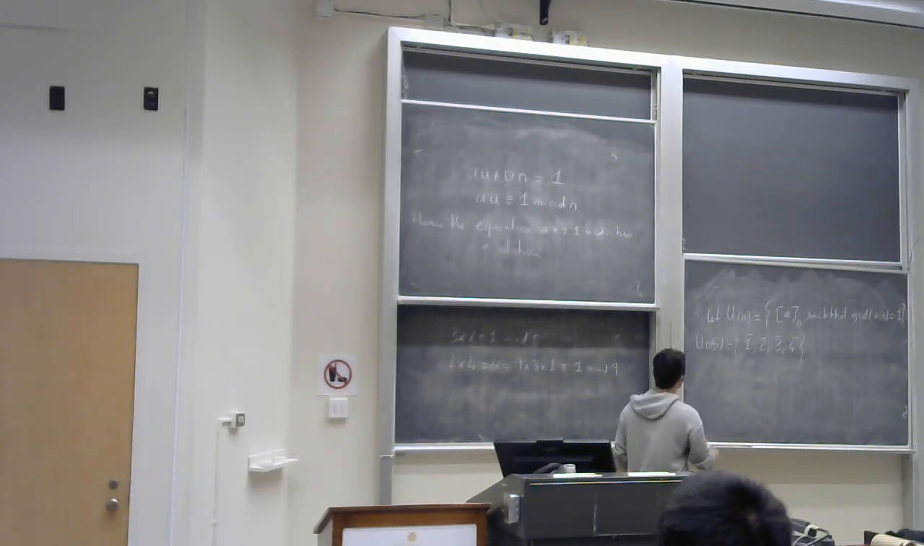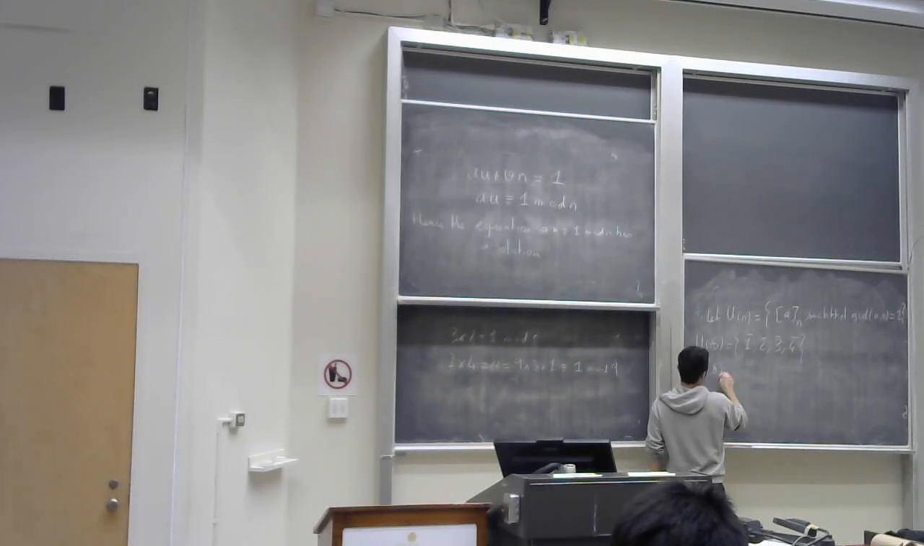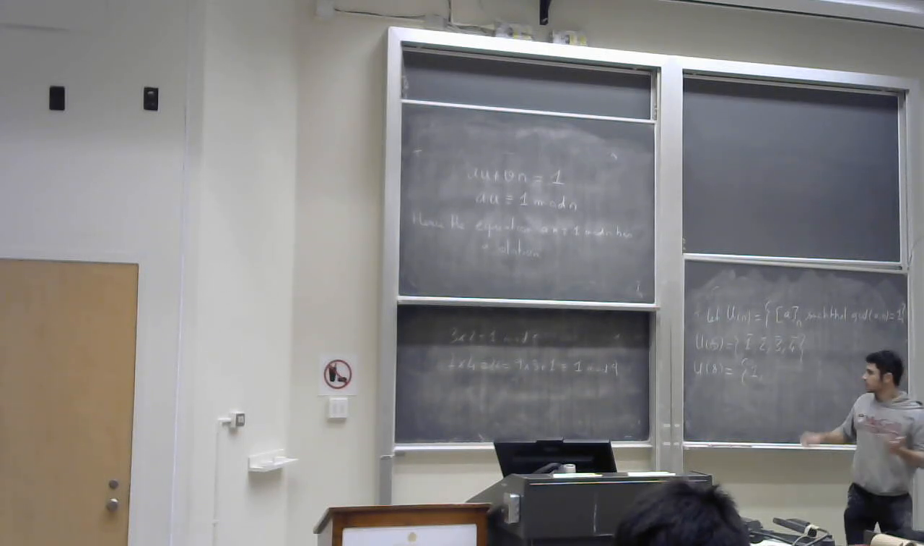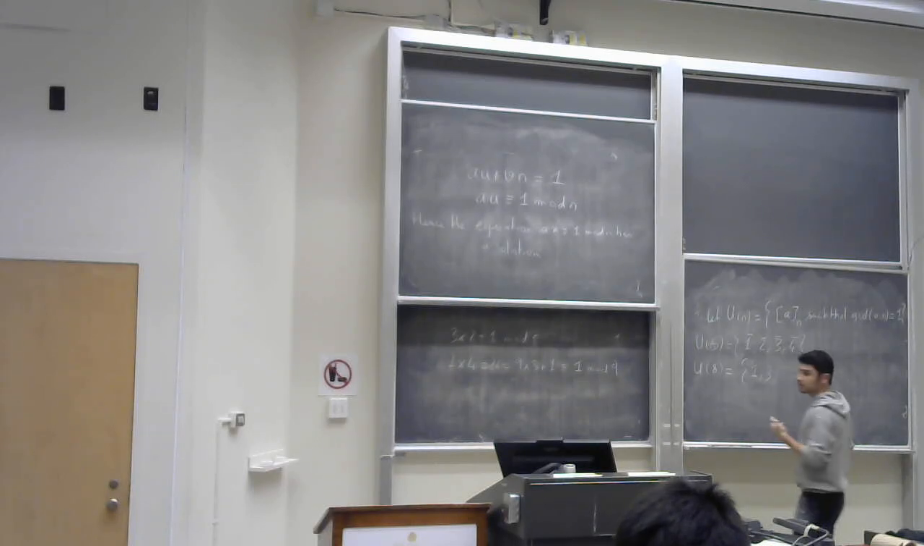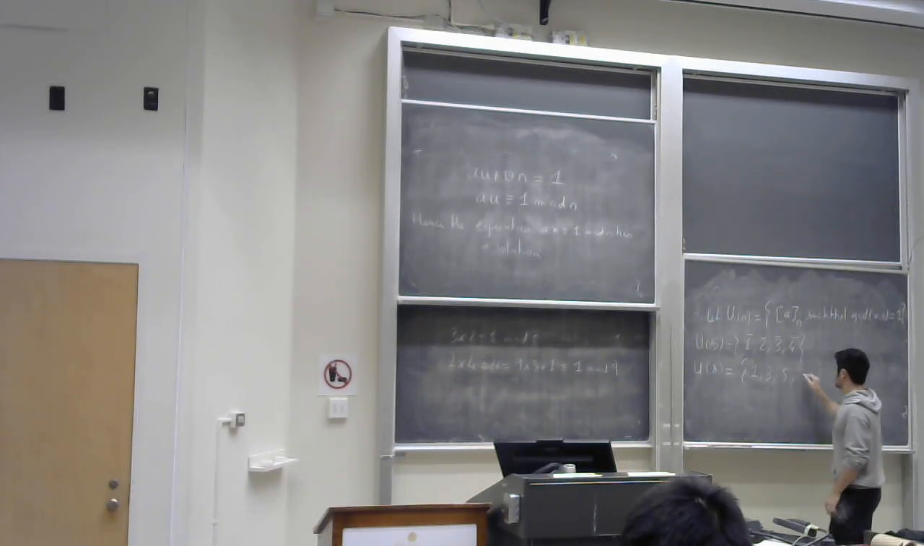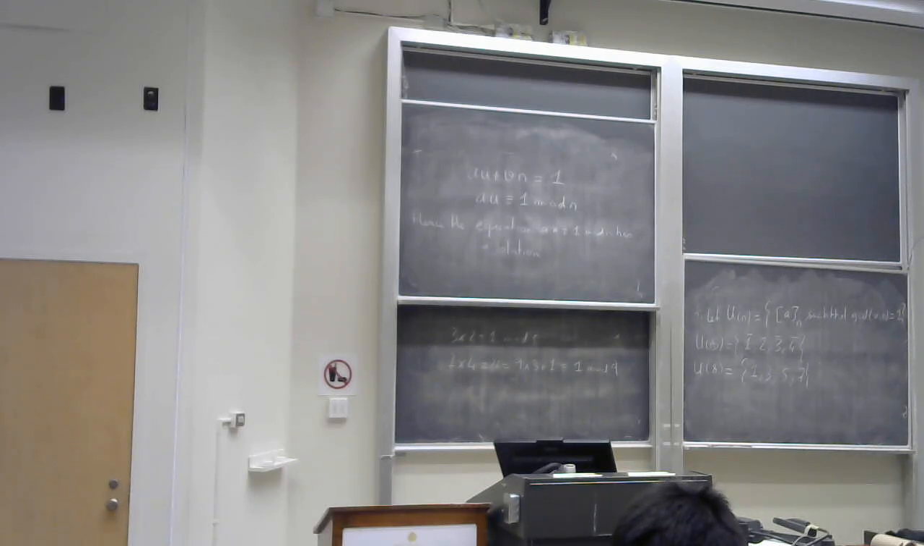Now what is U_8? It's the classes of all the elements that are coprime to 8. Is 1 in there? Yes. 2, no. 3 is there. 4, no. 5, yes. 6, no. And 7, yes.